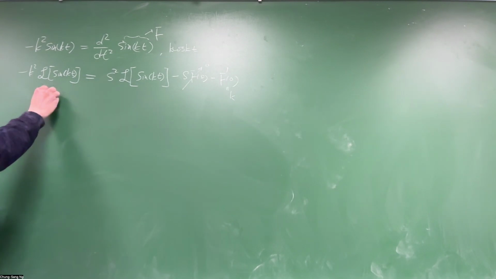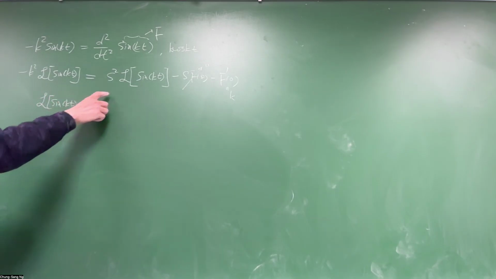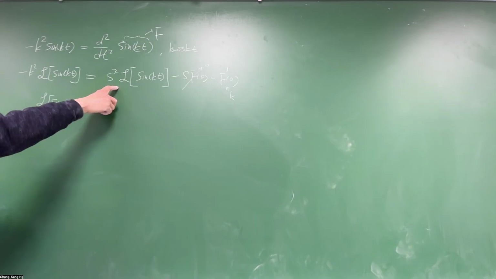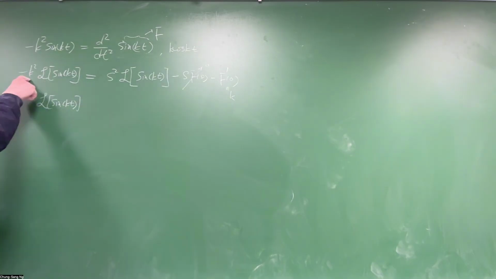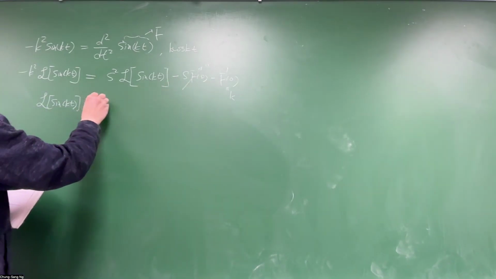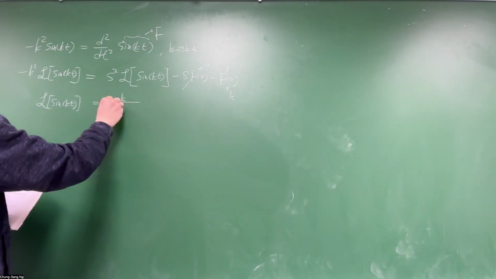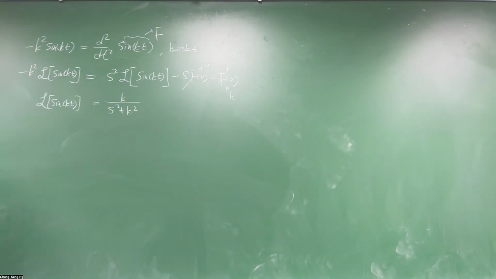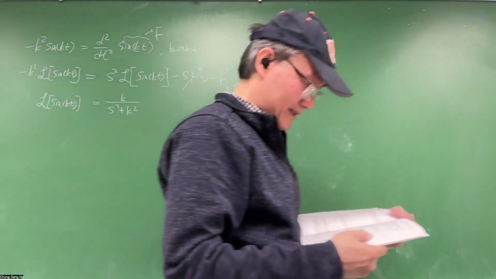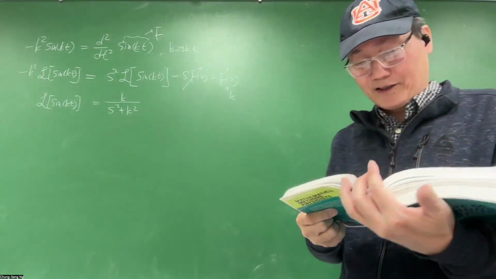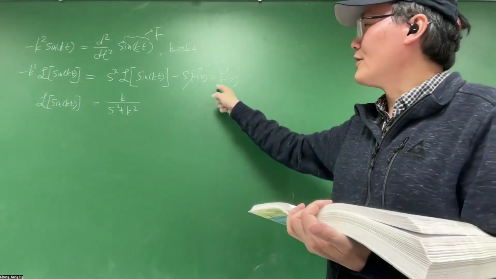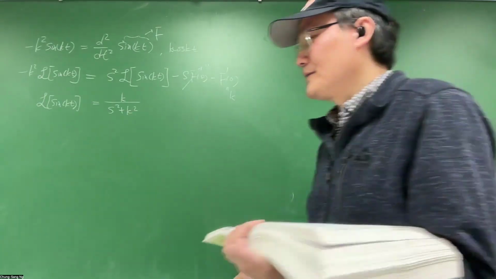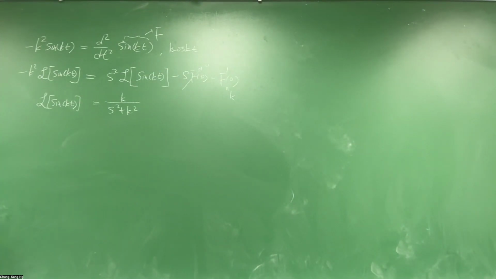Just solve this. Combining these two, you get s squared plus k squared, and this is minus k, so you get k divided by s squared plus k squared. This should be the Laplace transform. So instead of doing the integration, which is straightforward, you can actually solve it this way. This is not exactly a differential equation, just applying the formula. This is a trivial example.